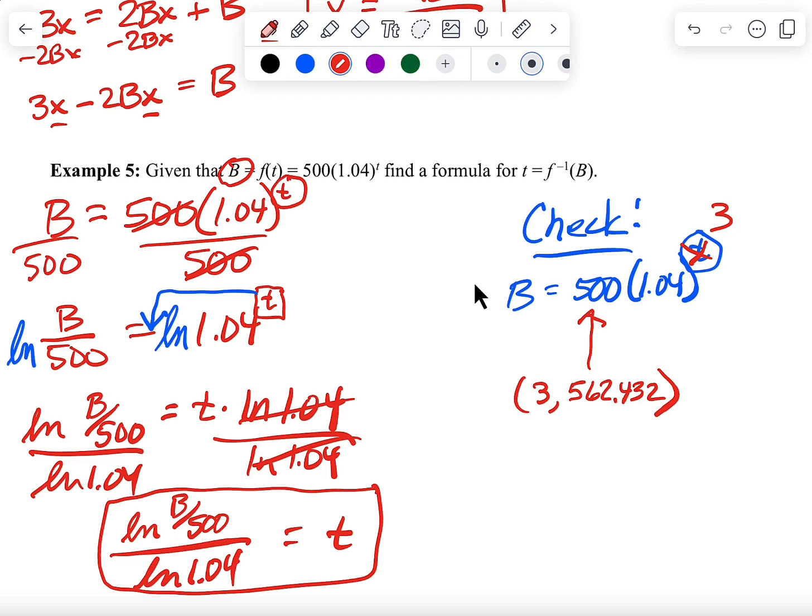So if that's an ordered pair that works for the original function, what ordered pair should work for this function? Same two numbers. It's just that 562.432 needs to be substituted in for b. When you put 562.432 in for b and do all of this stuff on the left side, it should equal 3. That would be a way to check all answers like this for inverse functions: find an ordered pair that works for one of them and make sure that the reverse ordered pair works for the other one. Then you'll know for sure that you did it correctly.